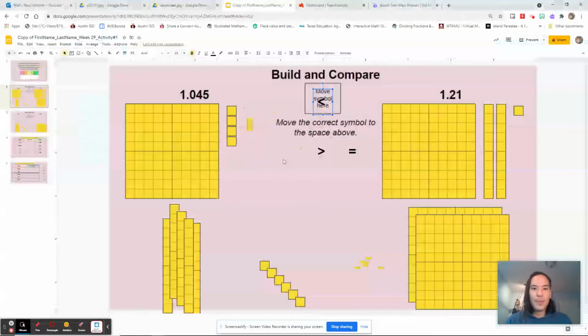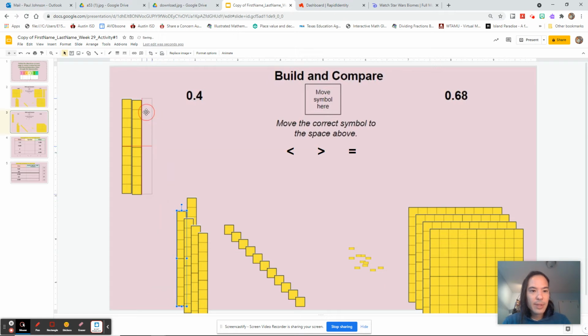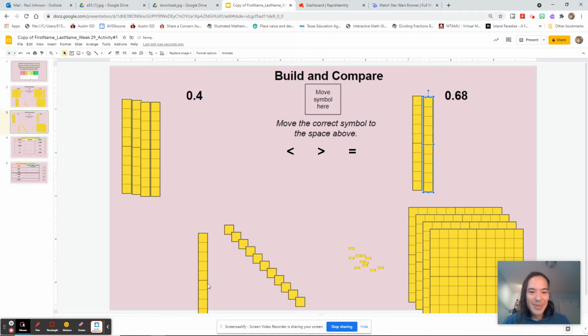All right? Okay, let's take a look at another one like this. 4 tenths and 68 hundredths. We can already tell which one's bigger. If we're looking at place value, we have a 4 in the tenths place on the left, and a 6 in the tenths place on the right. So here's another problem. They didn't give us enough tenths. So you're going to have to create some, it looks like.